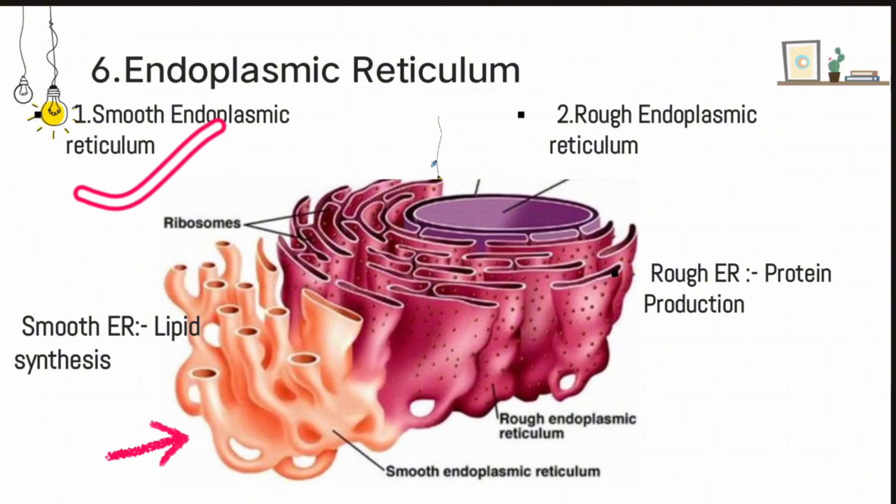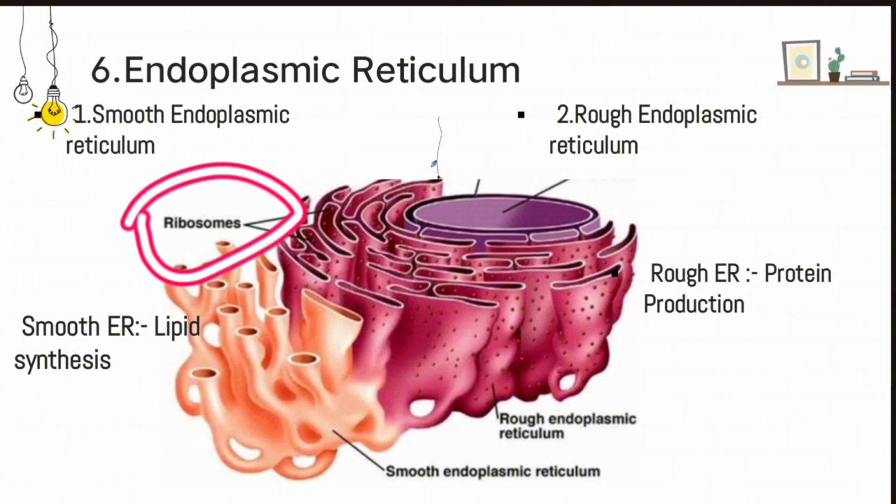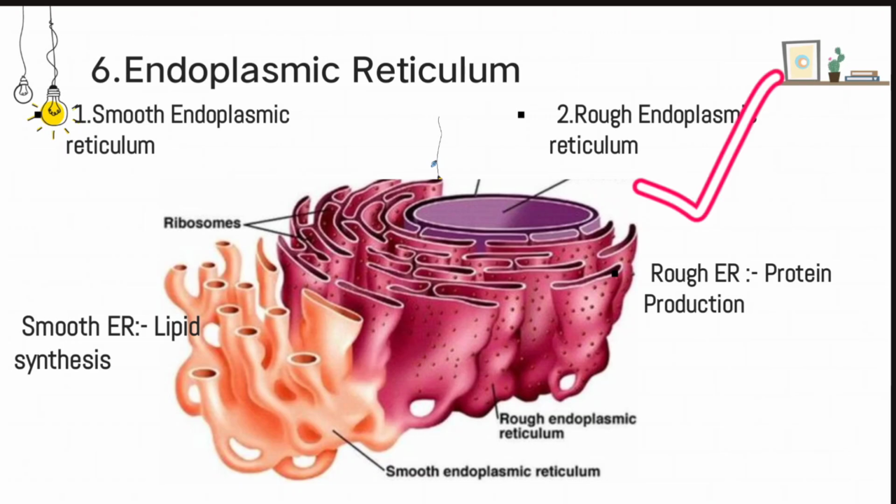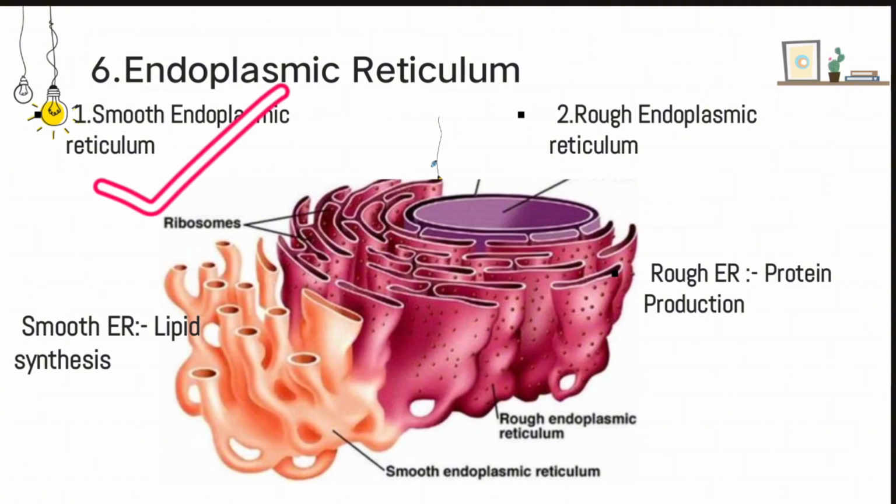This is known as smooth endoplasmic reticulum because there is no ribosome attached on the surface of the endoplasmic reticulum. Therefore, this endoplasmic reticulum is called smooth endoplasmic reticulum. The basic difference is the presence and absence of ribosome. If the ribosome is present on the surface of the endoplasmic reticulum, then we call it rough endoplasmic reticulum. And if the ribosome is absent on the surface, we call it smooth endoplasmic reticulum.